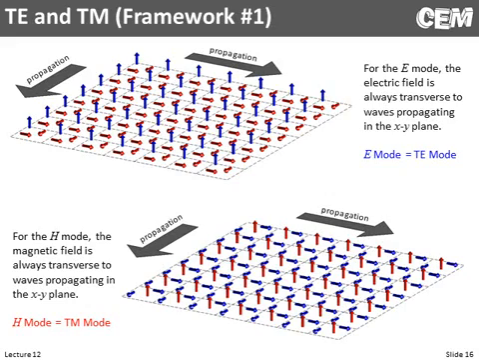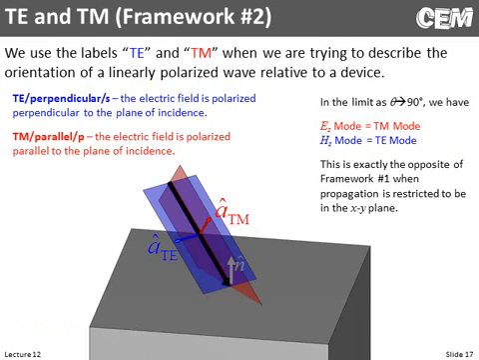And there are many papers out there that do this. In fact, in my early days, I was pointed to naming them this way, and if I had to go back, I would change it. I would actually call the E mode the TM mode, and the H mode the TE mode. And here's why. Here's the second school of thought.